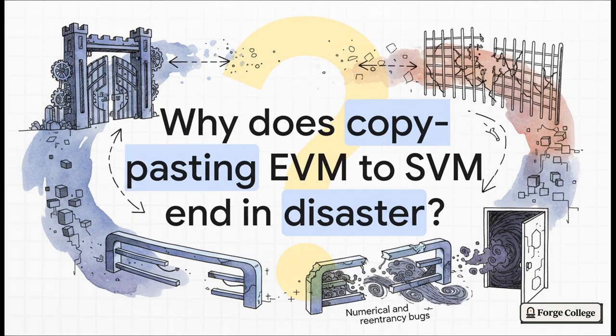Remember in our last lesson, we dug into numerical and reentrancy behaviors, right? Well, here is the kicker. Permission checks are the actual guardrails that stop those bugs from ever being triggered in the first place. If you breach the permission guardrails we're talking about today, boom, those numerical and reentrancy bugs become wide-open exploits. Copy-pasting assumes the underlying architecture is exactly the same. Spoiler alert, it's not. And making that assumption is basically how you leave your digital front door wide open.